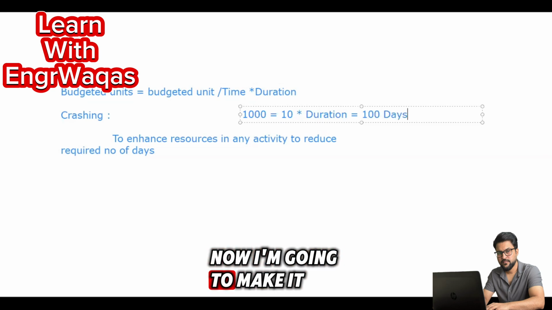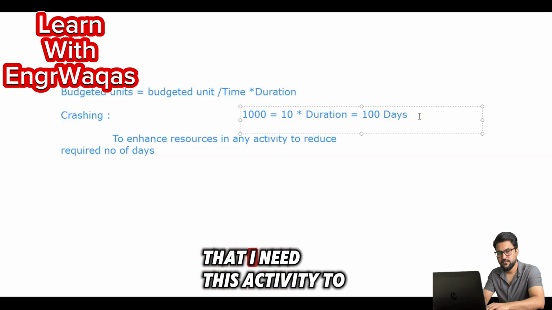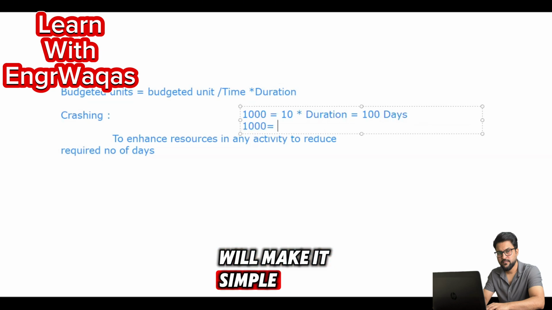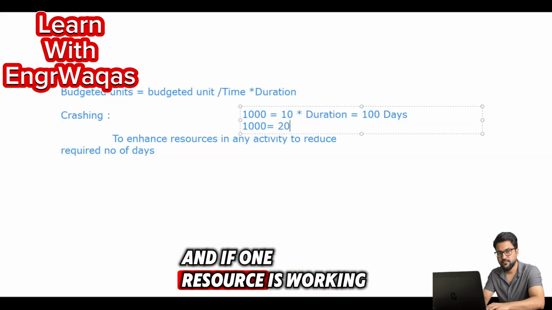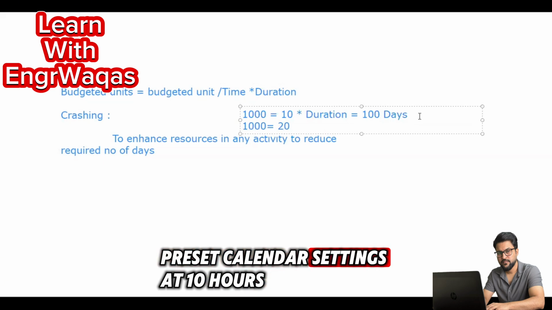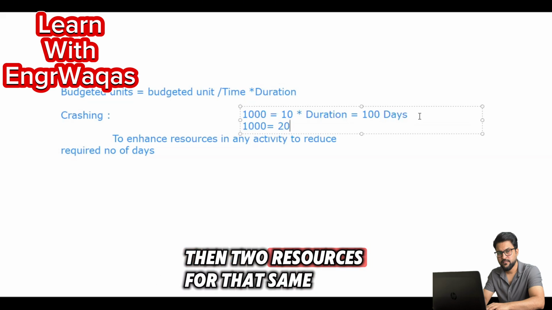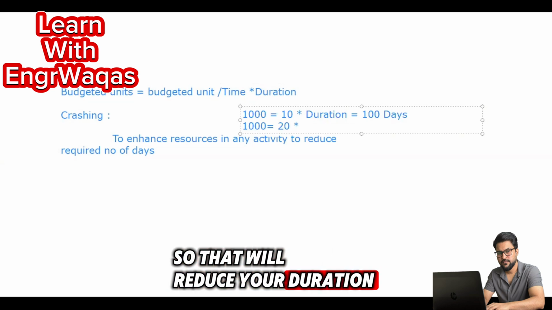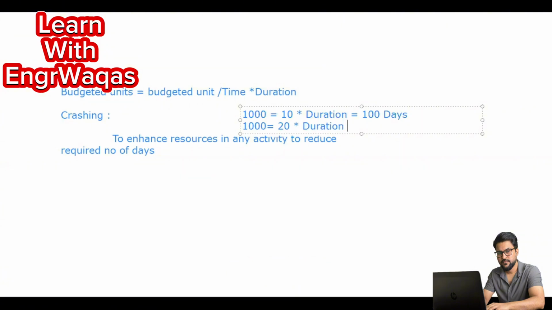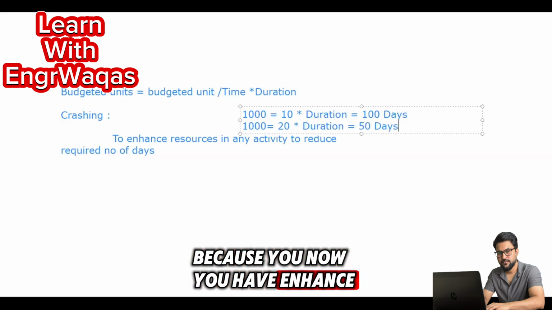Now I'm going to make it another way, that I need this activity to be done in 50 days. So what I will do, I will make it simple. I will apply double resources. I will not apply 10 here. I will make double resources. And if one resource is working as per our preset calendar settings, 10 hours per day, then two resources of that same type will work for 20 hours per day. So that will reduce your duration. In this case, you will have 50 days required to complete, because now you have enhanced your number of resources.